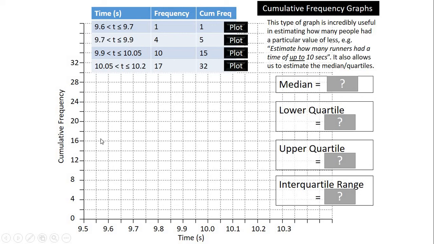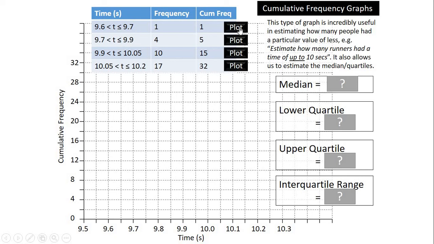The times only start at 9.6, but by starting at 9.5, I know I've got enough data and space on my graph. The cumulative frequency should go up to the final value that I need to plot. Now for a cumulative frequency graph, we always plot at the end of the interval. So last week's work, we looked at frequency polygons, where you plot in the middle of the group. Not for cumulative frequency, we plot at the end of the interval.